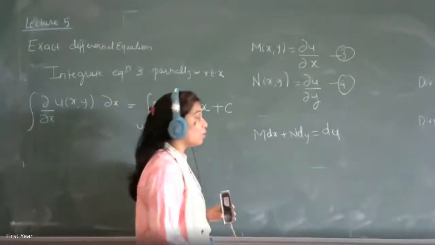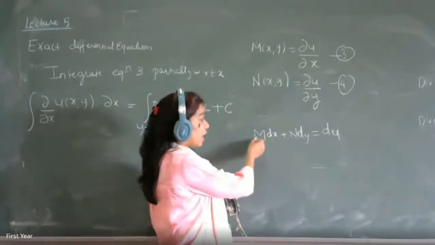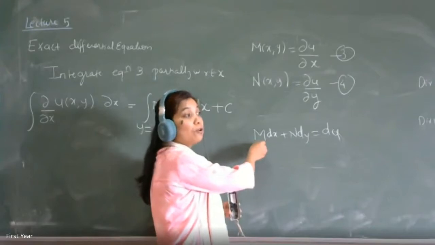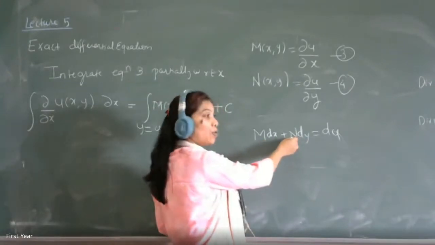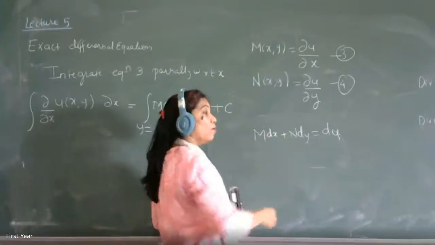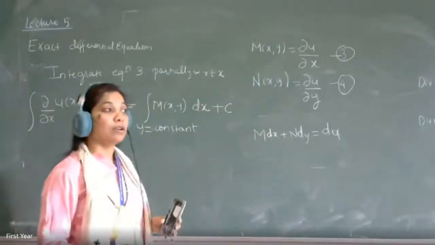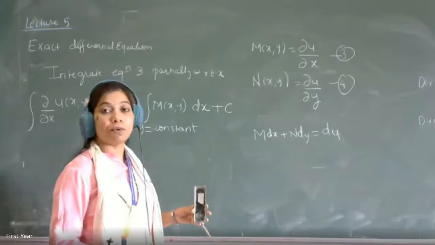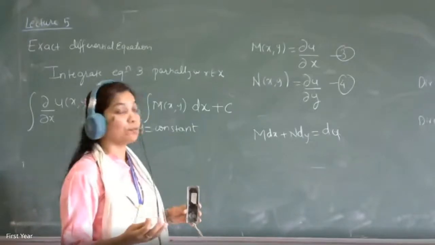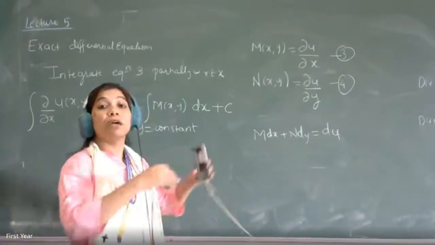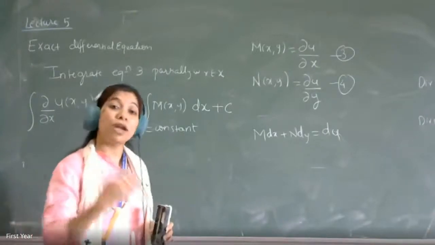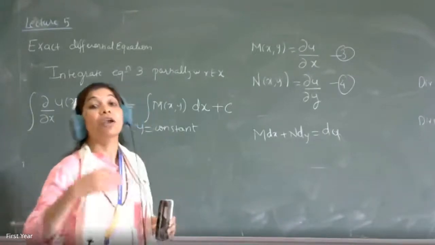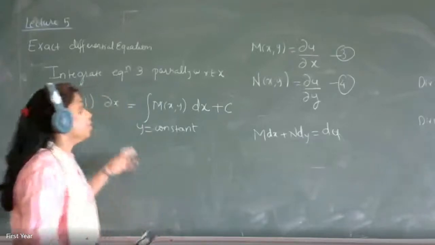So what integration are you going to do? With dx, M has x and y, and with dy, N also has x and y. So in both places you always need to take y as constant whenever you are doing integration with respect to x, and x constant when integrating with respect to y. Then the solution will be a fixed type. Are you getting it? So how do we come to that conclusion? You have to take constant.